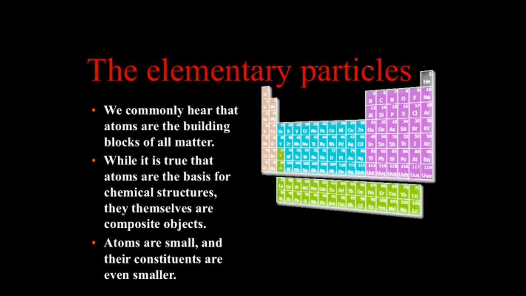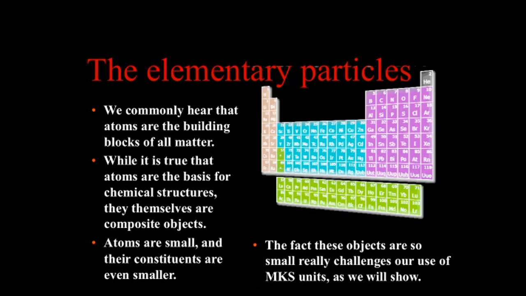Atoms are composite objects, and are small, and the things that make them up, their constituents, are even smaller. The fact that these objects are so small makes it really challenging to use some of the units that we're commonly used to in the MKS system, as we'll show now.